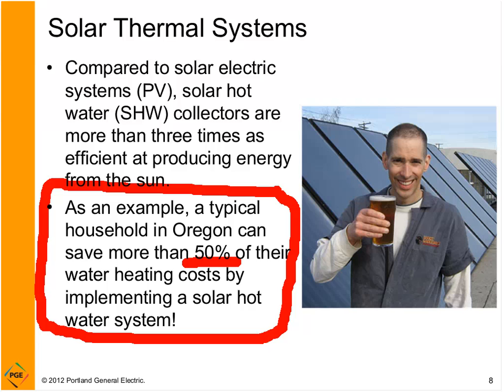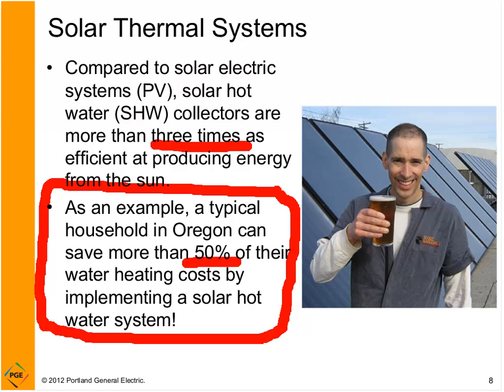Compared to solar electric systems, solar hot water collectors are very efficient at harvesting the sun's energy, more than 3 times as efficient. So you can get 50 to 60% of the solar heat that hits the solar collector into the water as useful BTUs or useful energy.